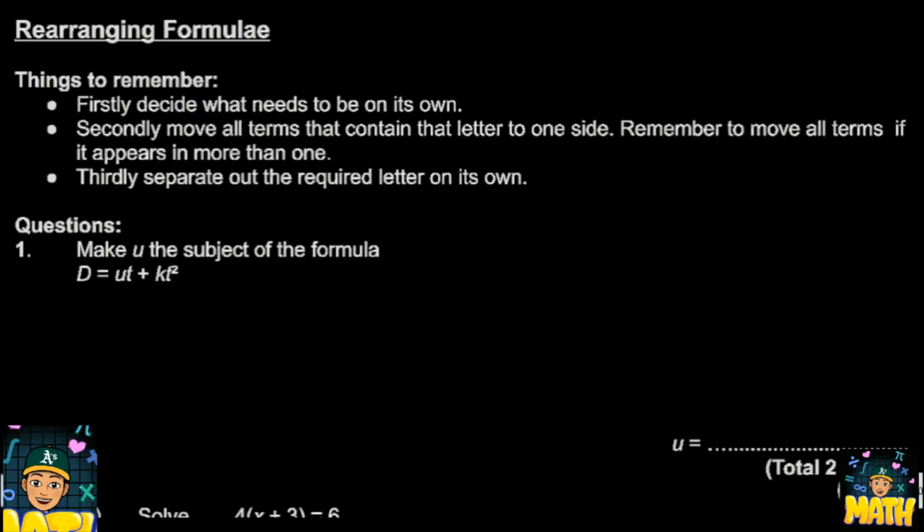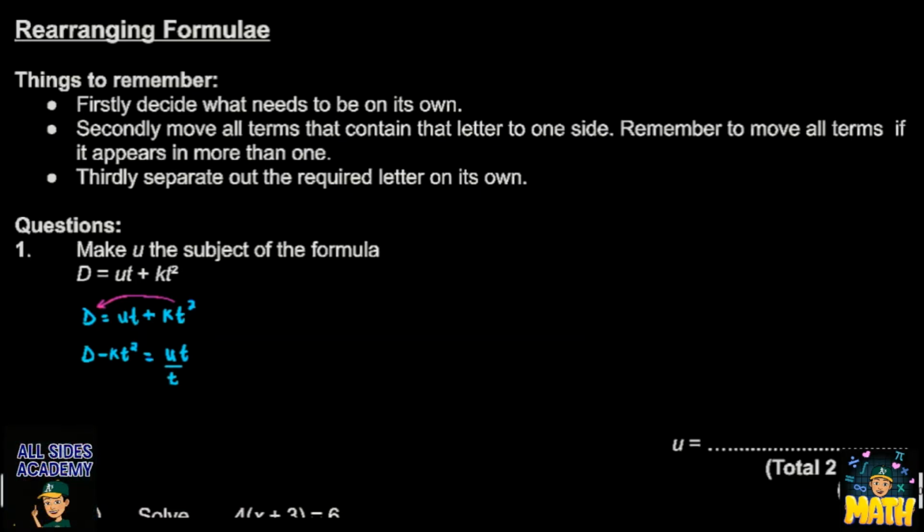Rearranging the formula. Here, we need to make u the subject of the formula. So d equals ut plus kt squared. I'll start by taking the kt squared to where the d is, so I'll move it to the left-hand side. Remember, when it crosses the equal sign, it becomes negative. So d minus kt squared equals ut.